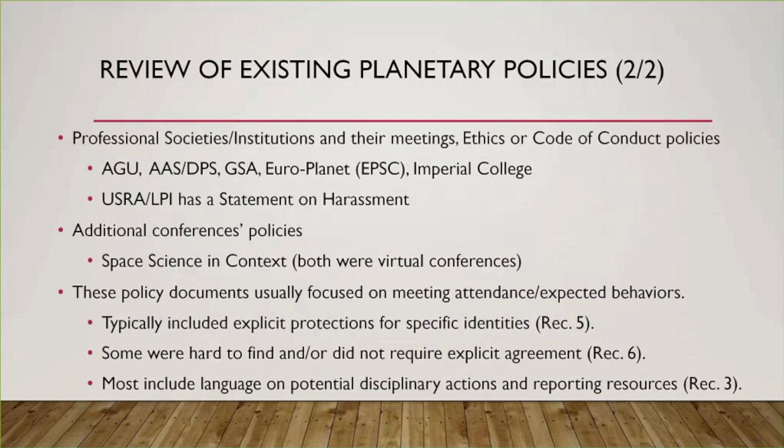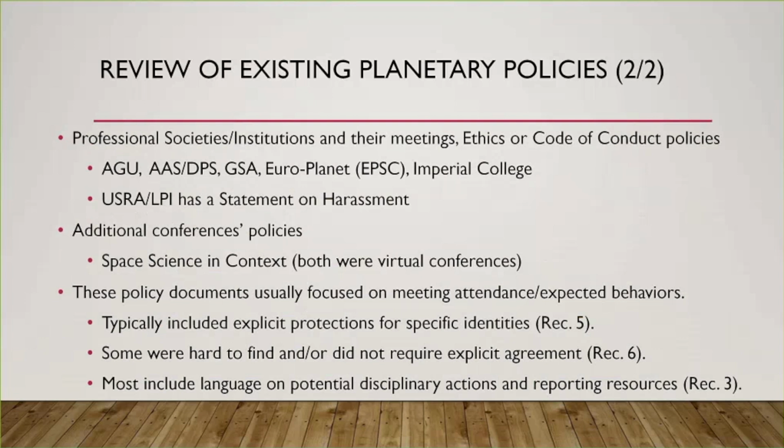We also looked at professional societies and institutions and their meetings. These were typically either called ethics or code of conduct policies. Again, these all included sometimes information about sharing of data or accessing the presentations that were presented at the meetings. These did have usually information about expected meeting attendance, behaviors by people in attendance at the meeting. Many of these did include explicit protections for specific identities. However, some of these were very hard to find and or did not require explicit agreement.